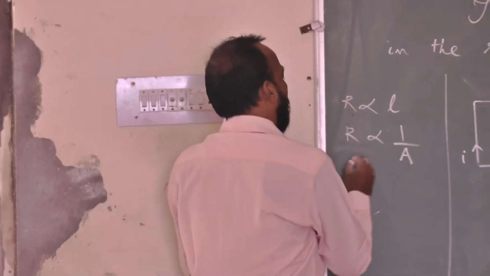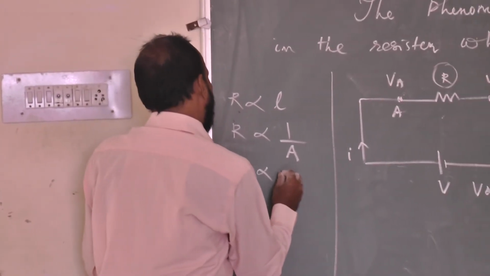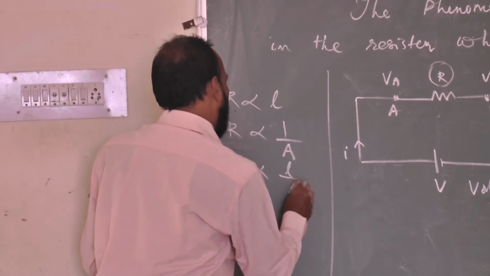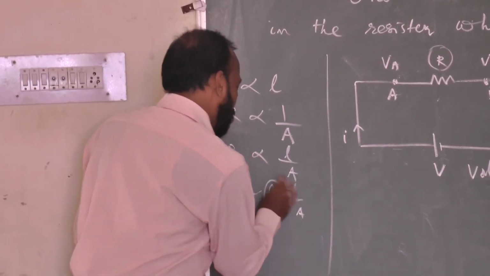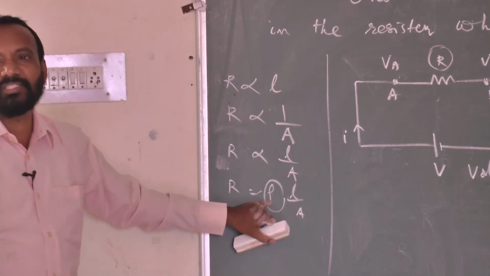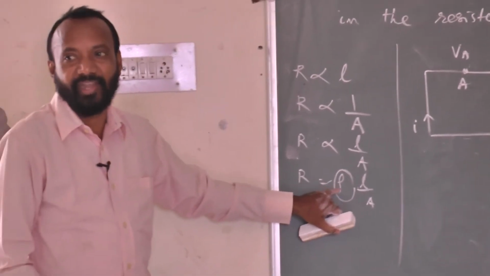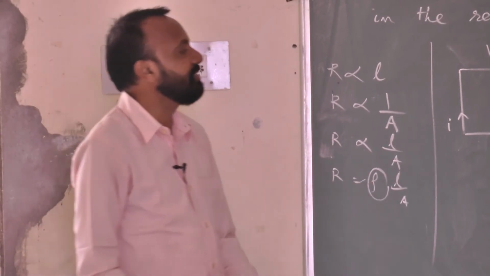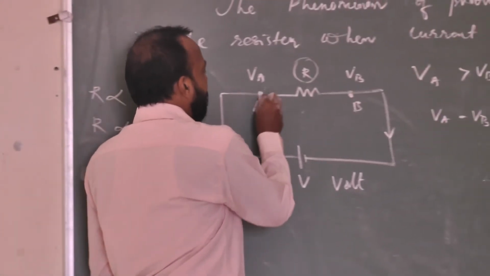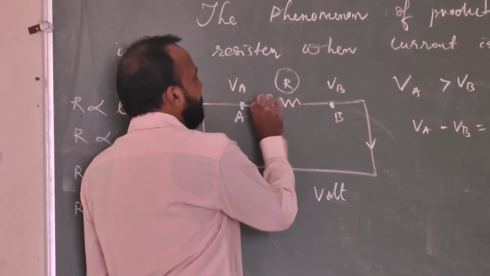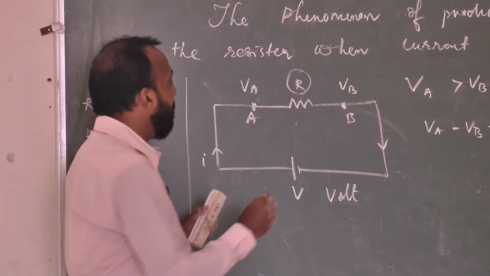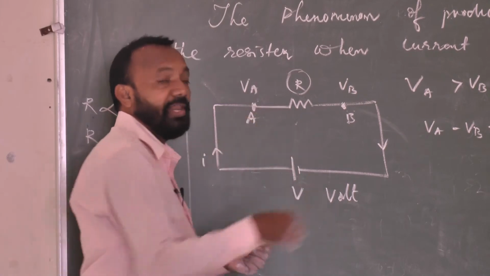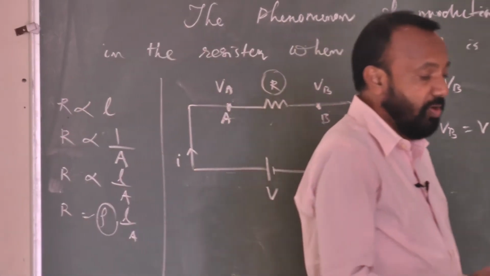So, here we can calculate, R is proportional to L by A, or R is equal to rho L by A. What is rho? Rho is the constant of proportionality called specific resistance or resistivity, that we have already discussed. So, in this case what happened? The resistivity, specific resistance, depends upon the length of the conductor and the area of the cross section of that.